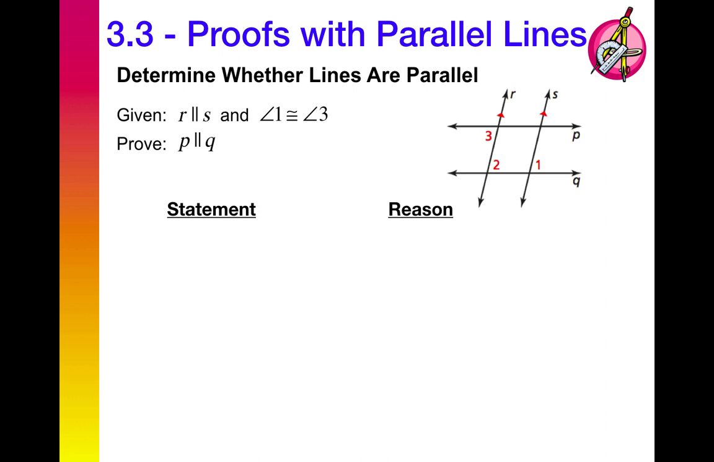Now let's prove that we have parallel lines P and Q. So P and Q, we want to show that they're parallel. What we're given is that R and S are parallel to each other, and that angle 1 and angle 3 are congruent. So let's start out with the given. The first thing we know is R is parallel to S, and that angle 1 is congruent to angle 3.